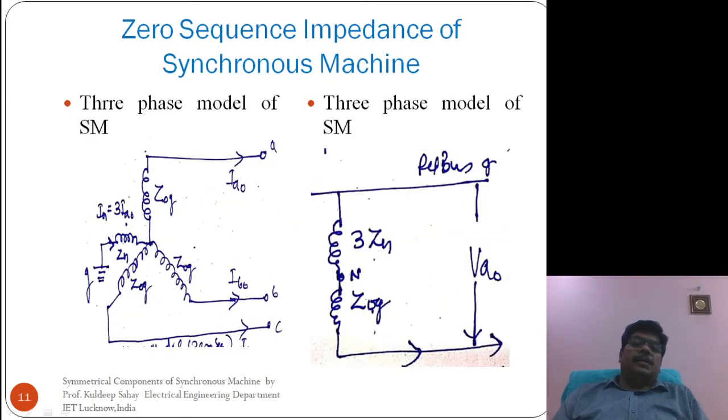Here you can see all the armature windings connected in parallel, making one terminal, and current is passed through the autotransformer at a lower voltage. These three are in parallel with this point, the neutral point. A voltage is applied such that a zero sequence current flows. This condition is created.